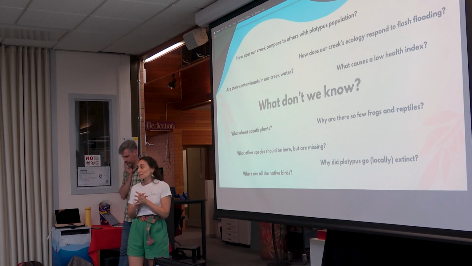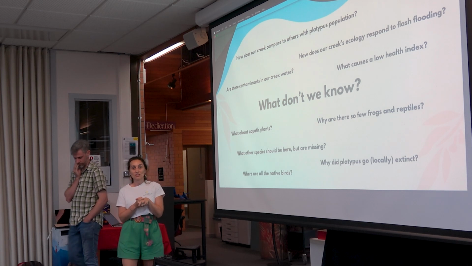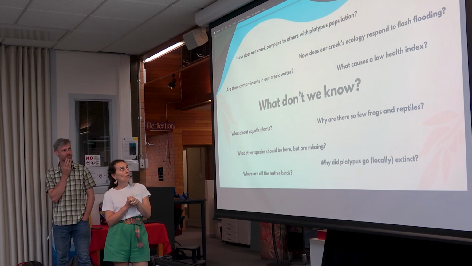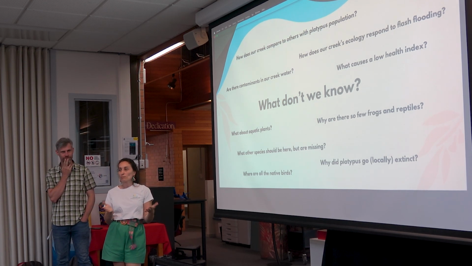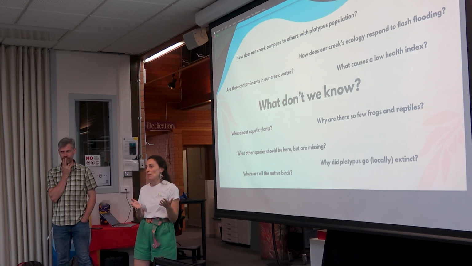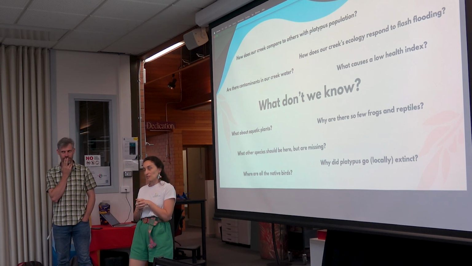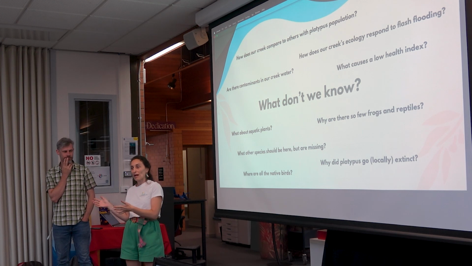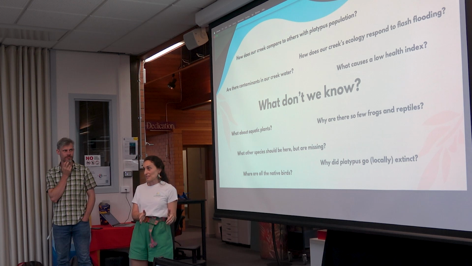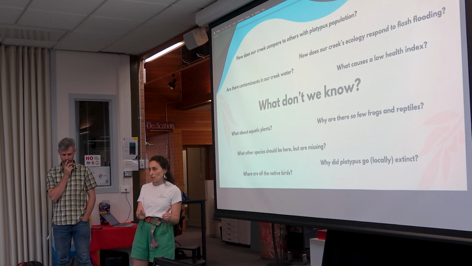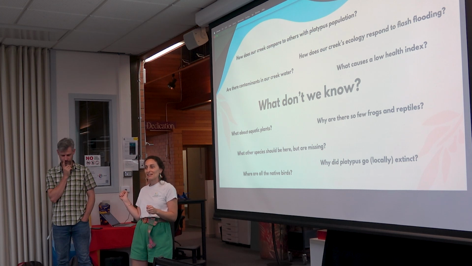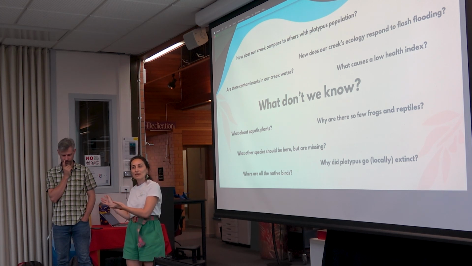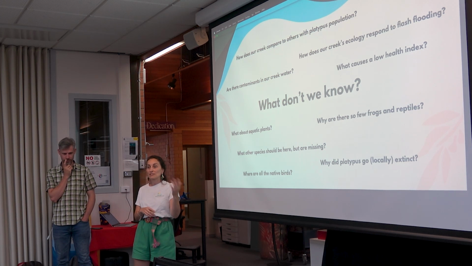Now, there's a lot of things we still don't know. This is just the start. We don't know how these results, for example, compare to other creeks nearby that have platypus populations. We don't know how this data evolves after a big flooding event, for example. Again, what we presented today is only a snapshot of one day in October when we sampled the creek. So what happens after a big flooding event? What happens at different seasons?